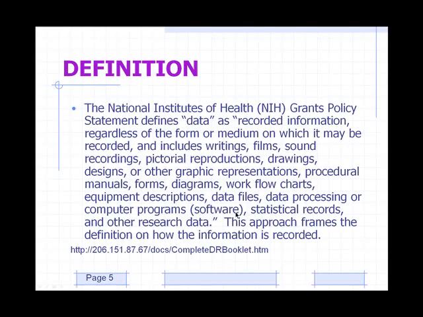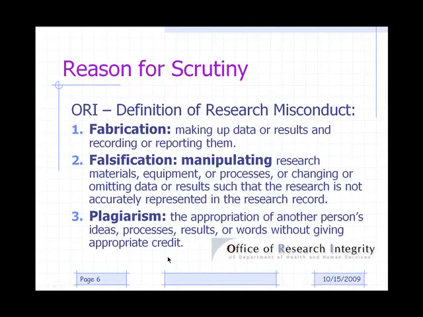So you would need a version of that software that it was originally stored under as raw data if sometime in the future it had to be accessed and there was no computer with that software on it. Statistical records and other research data. This approach frames the definition on how the information is recorded, and I gave you the link to the website where I found this information.